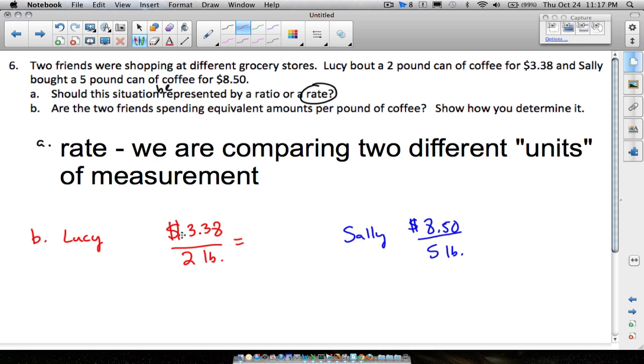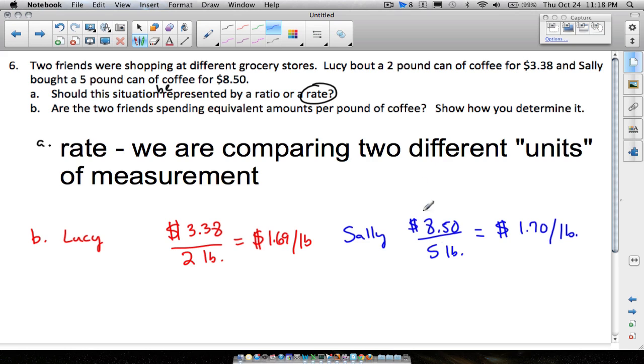Go to the calculator and do $3.38 and divide it by 2. That's that little fraction right there, that rate. Therefore, what we have is $1.69 per pound. If she paid $3.38 for 2 pounds, the unit price would be $1.69 per pound. Let's figure out what Sally's unit price is. Let's divide these two numbers: $8.50 divided by 5 pounds. Sally is spending $1.70 per pound.